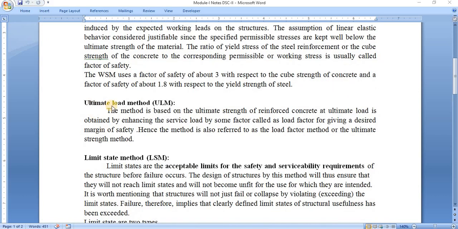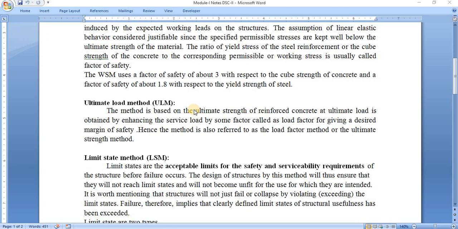Now the second method is the ultimate load method. The ultimate load method is based on the ultimate strength of reinforced concrete, and the ultimate load is obtained by enhancing service loads. You can see there is a term called ultimate strength. So the maximum strength of the material is utilized over here.